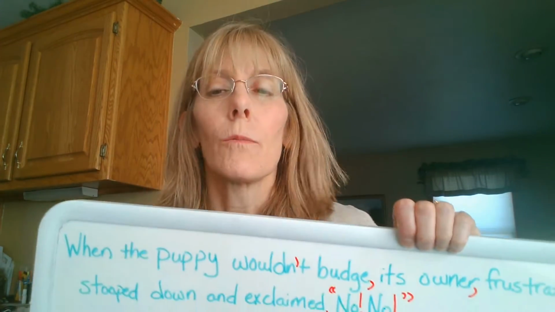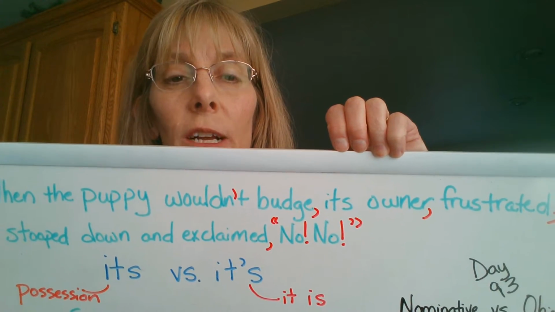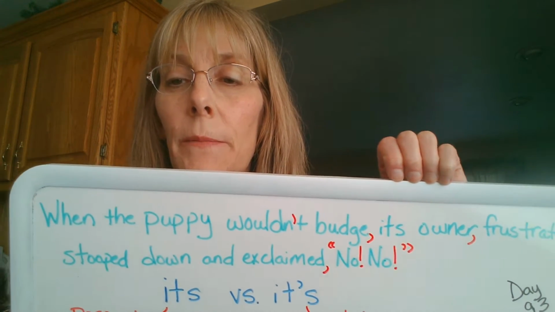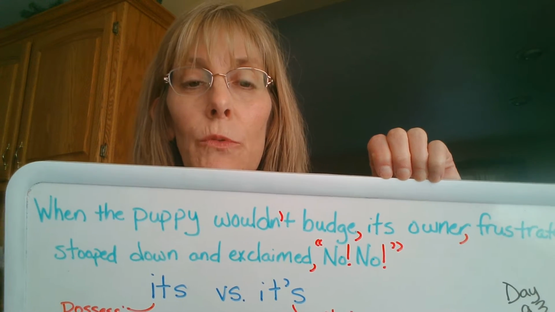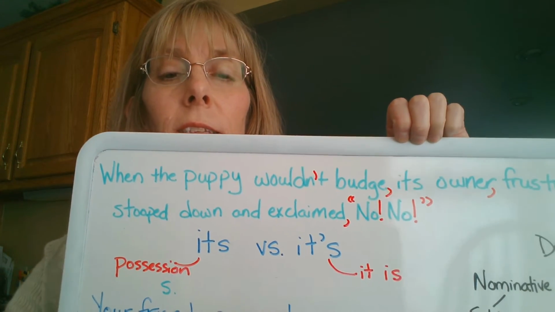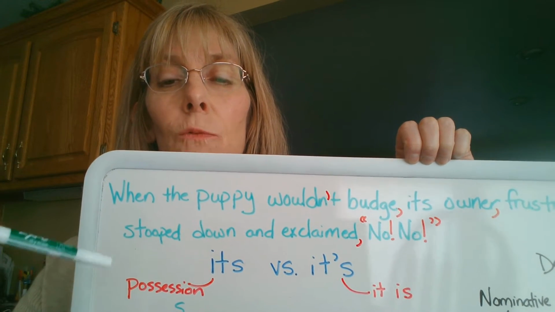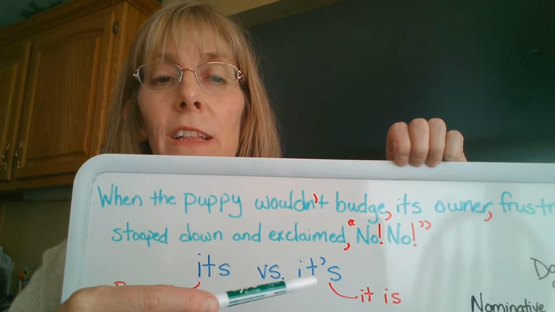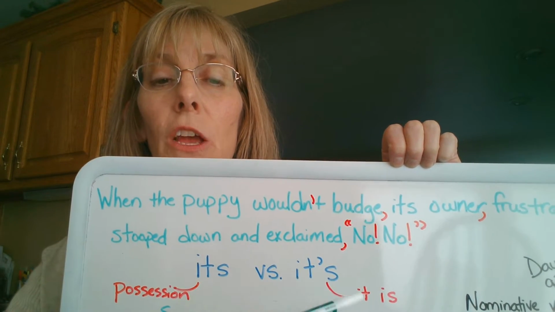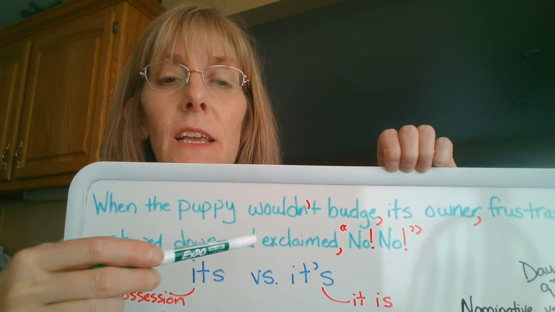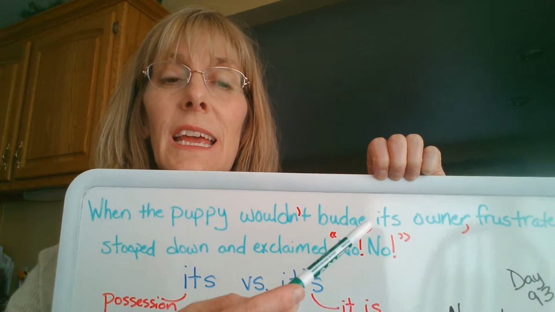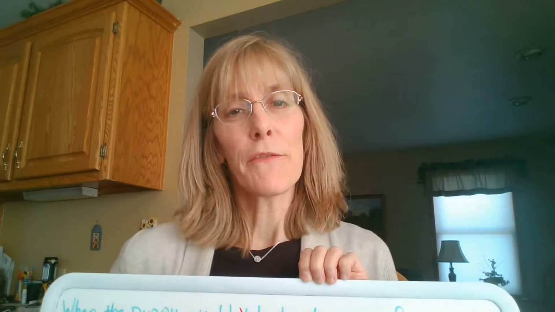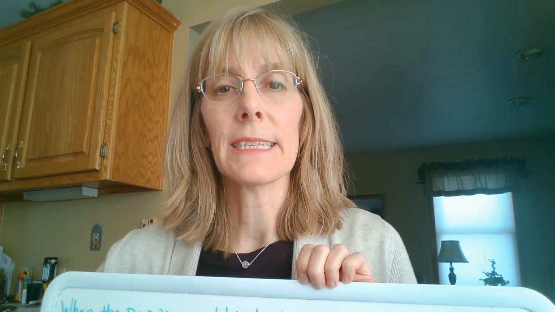All right, let's take a look and see if what I have here matches what I said. When the puppy wouldn't budge, comma, its owner, comma, frustrated, comma, stooped down and exclaimed, comma, no, no. And you see how there's exclamation points in the quotation marks. Okay, so for just a second, I want to stop here because you'll see up here's the word its. Why is it its without an apostrophe here? Its owner, that's showing possession. Okay, so there's no apostrophe. You only use apostrophe S if it means it is. So when the puppy wouldn't budge, it is owner, that doesn't make sense. So there would be no apostrophe. Its owner shows possession instead. Okay, fun little fact. Remember, mark the verbal in that sentence with a circle.